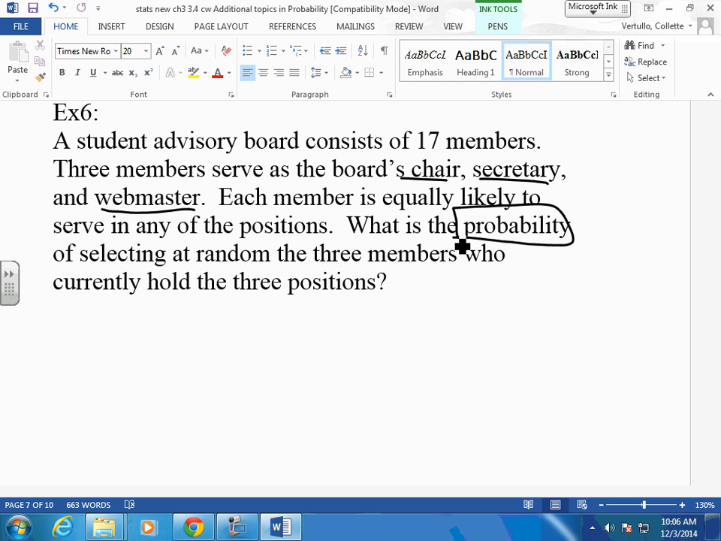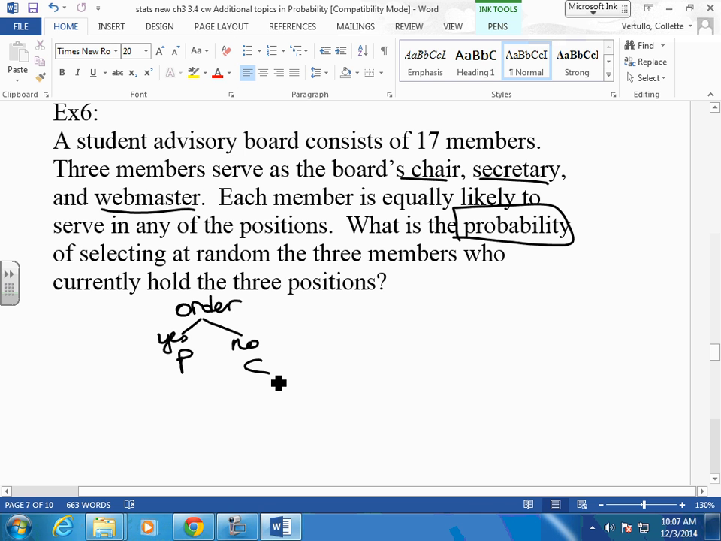There's only one way that we can select all 3 that are serving that, right? So setting up our probability is 1 over how many ways can I choose a chair, a secretary, a webmaster. So does order matter in this? Does it matter who's chair, who's webmaster? Yes. Order matters, because you have 3 different positions. And I signed up to be chair. I didn't sign up to be secretary. So does that make a difference to me? Yes. Order matters.